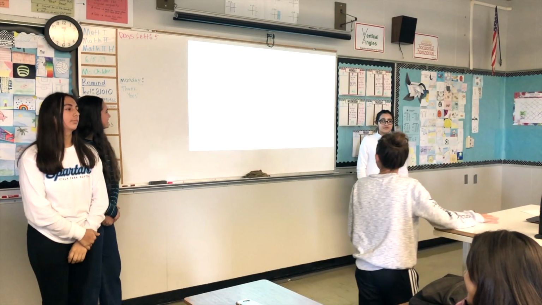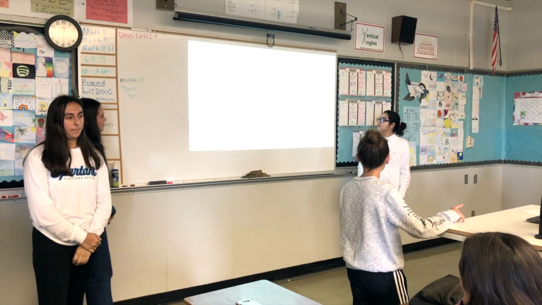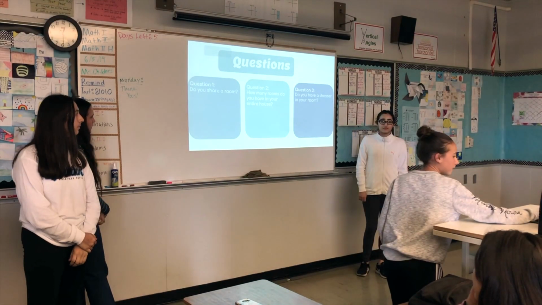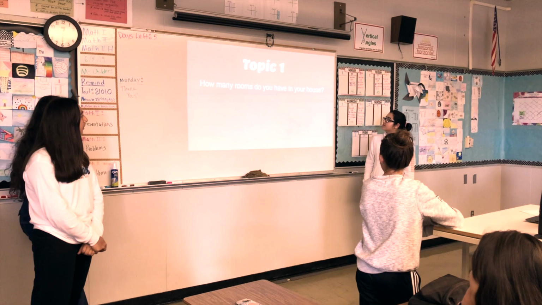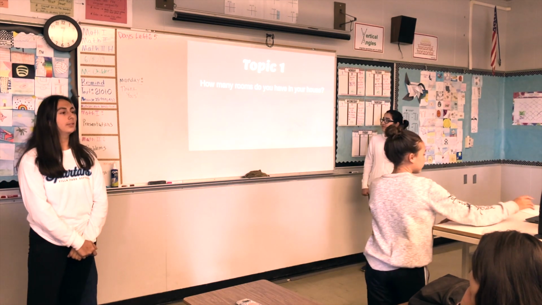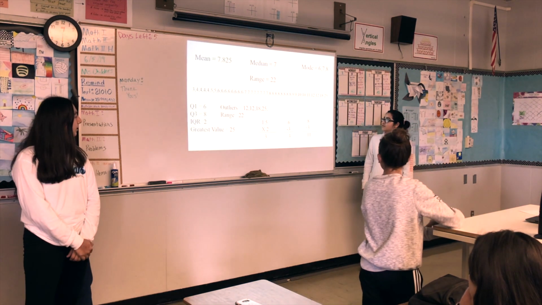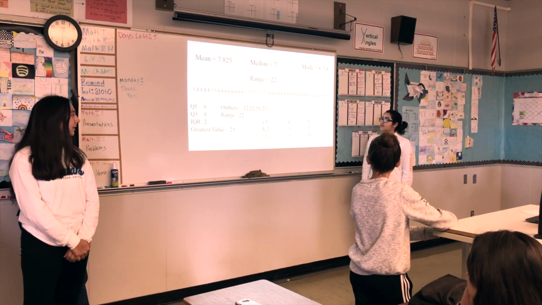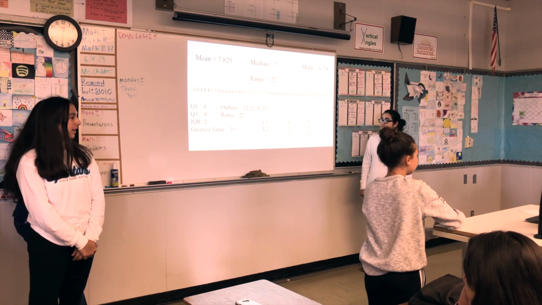The questions asked were, do you share a room? How many rooms do you have in your house? And do you have a dresser in your room? So our first topic was how many rooms do you have in your house? So the mean was 7.825. We did that by adding all of them and dividing by 40.